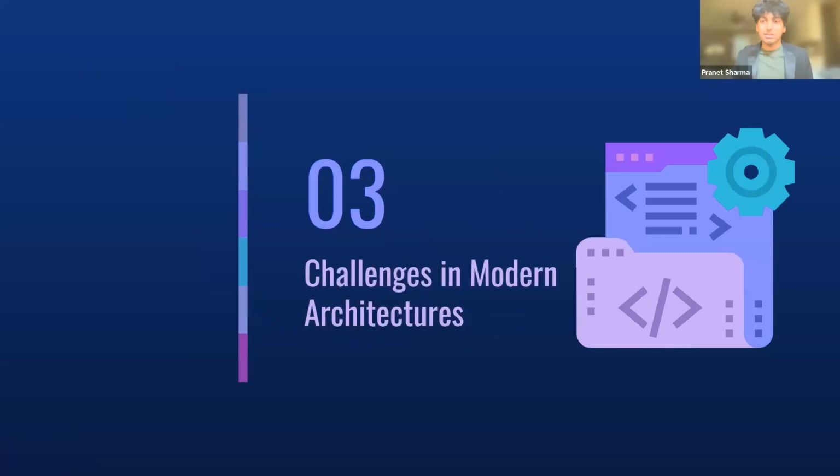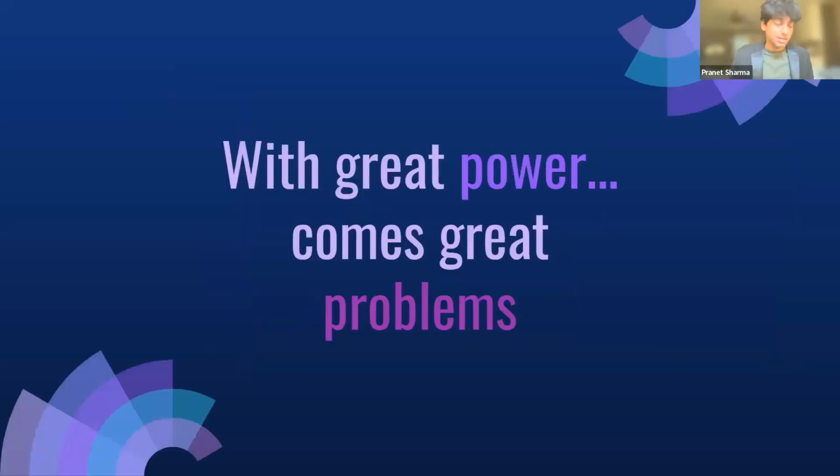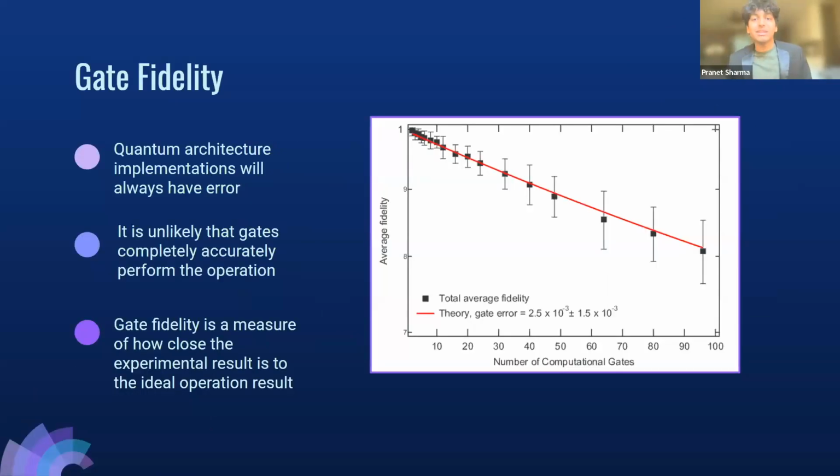Now, we've talked a lot about the technologies, but what problems do we face in implementing them? So some of the challenges in modern quantum architecture really stem from this idea that with a lot of power comes a lot of problems, quoting Uncle Ben slightly, if Uncle Ben was a quantum physicist. So let's talk first about gate fidelity. Gate fidelity is essentially the idea that no matter how beautiful something is theoretically, you're not always going to perfectly implement it physically. So quantum architecture implementations will always have an error, right? Gates may not always perform the way that you want them to perform.